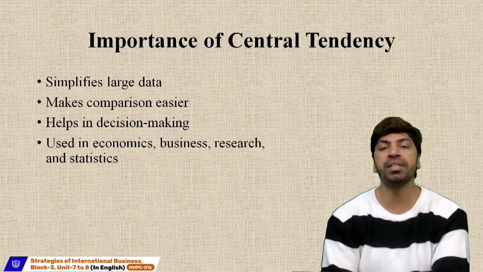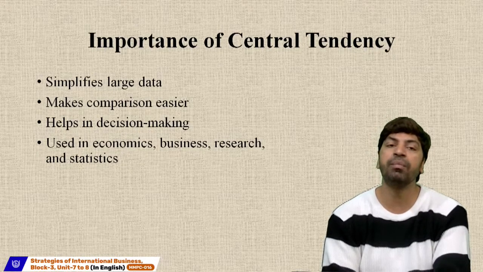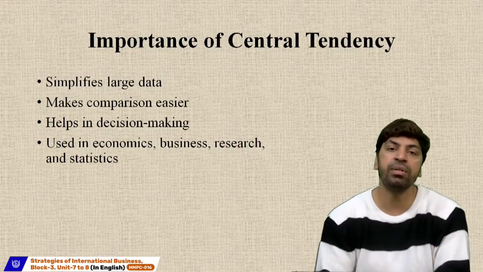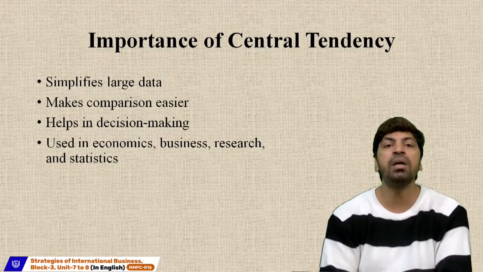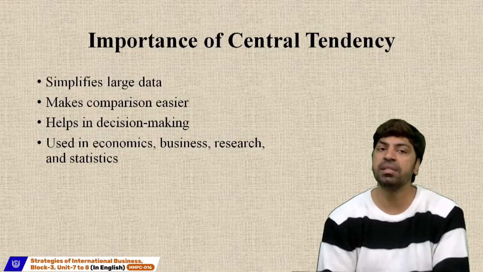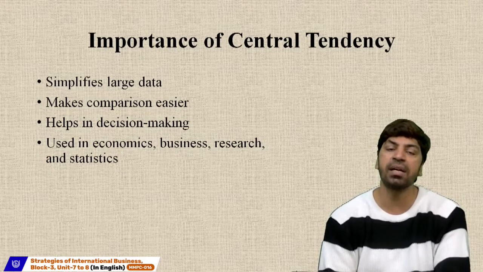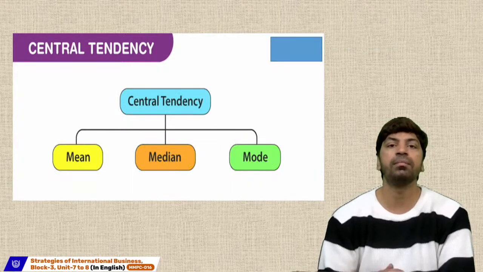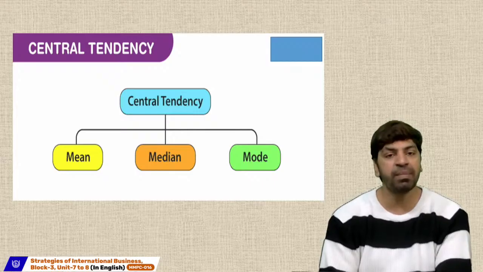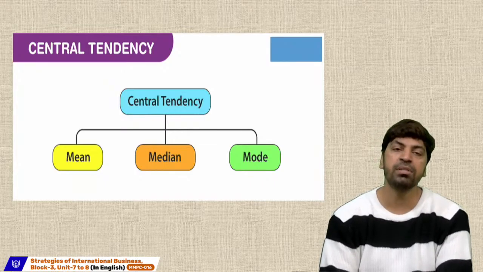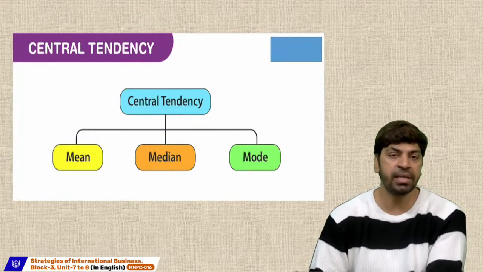Importance of central tendency: it simplifies large data. It makes comparison easier for readers or individuals. It also helps to make meaningful decisions in businesses and industries. It is also used in economics, business research, and statistics as well. These are the three main measures of central tendency: mean, median, and mode. So let's have an overview of these three measures.